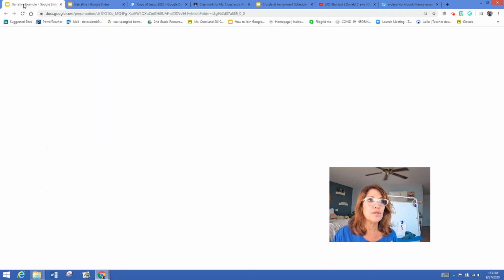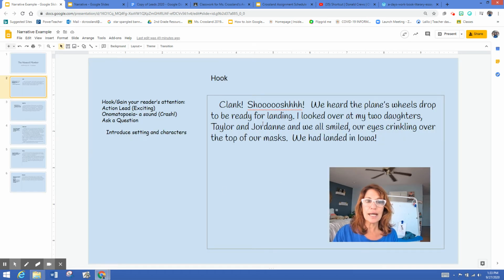I'm going to share with you the example that Ms. Crossan wrote, that I wrote. And the first thing I did was I started with an onomatopoeia in my writing. So this is what I did. Clank, shoosh. We heard the plane's wheels drop to be ready for landing. I looked over at my two daughters, Taylor and Jordan, and we all smiled, our eyes crinkling over the tops of our masks. We had landed in Iowa.